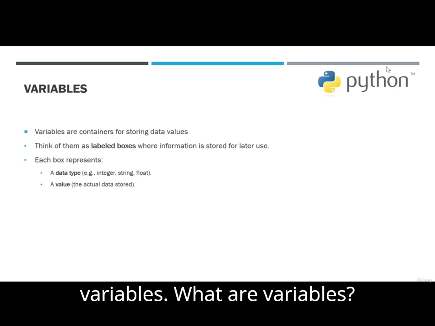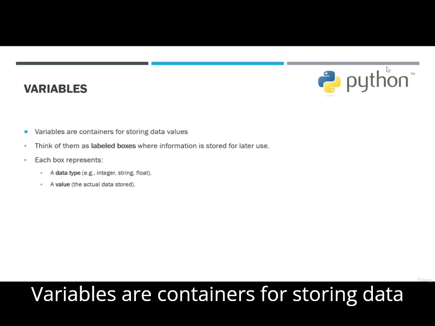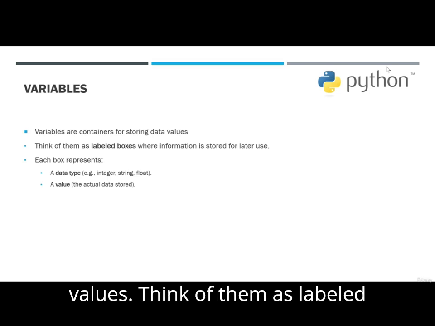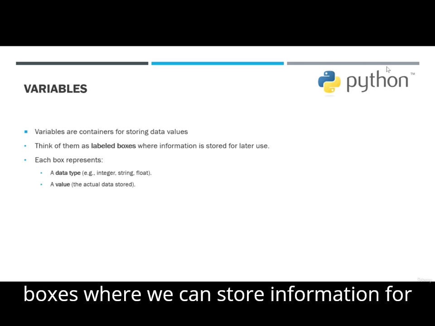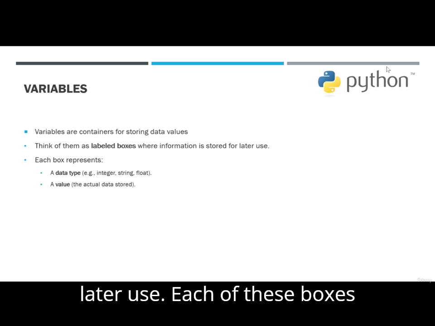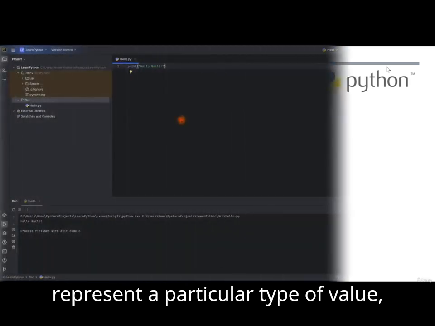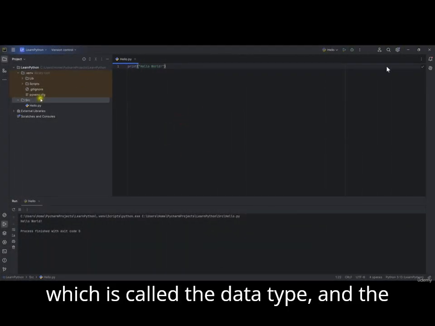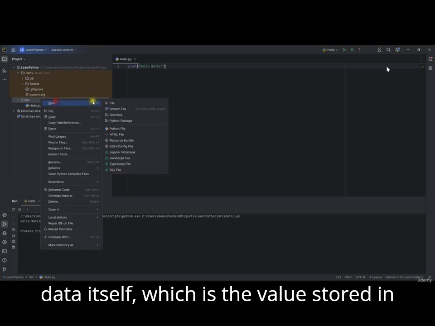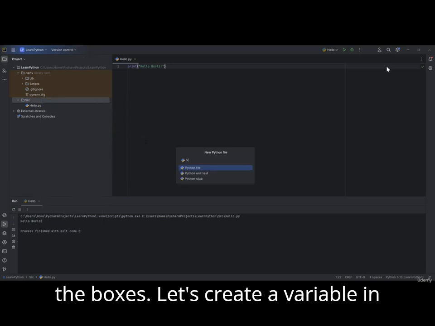What are variables? Variables are containers for storing data values. Think of them as labeled boxes where we can store information for later use. Each of these boxes represents a particular type of value, which is called the data type, and the data itself, which is the value stored in the boxes.